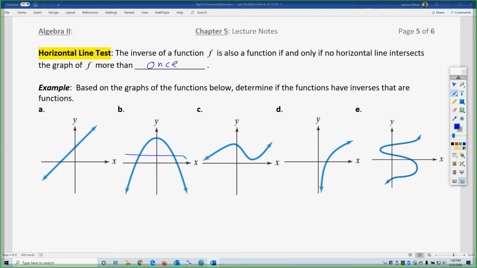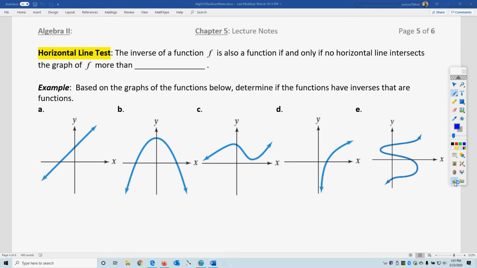So B does not pass the horizontal line test, so there is no inverse function that exists. C also fails. It hits 3 times. This hits twice, this hits 3 times. So no inverse function exists. And all the other ones pass, because no matter where you draw the horizontal line, it's going to pass. Thus, you would not need to do any domain restrictions for it to have an inverse that exists.